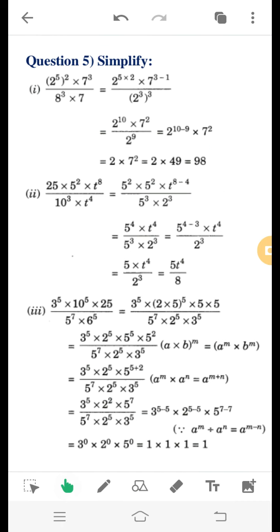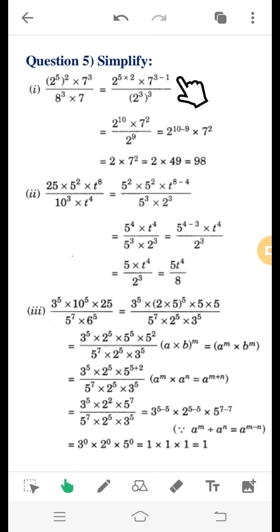Now question 5, simplify. The first one: 2 raised to 5, bracket over 2, multiply 7 raised to 3, divide 8 cube, multiply 7. Now first do the multiplication of both the powers: 2 raised to 5 multiply 2, multiply 7 raised to 3 minus 1, because here 7 is in the division form. And below, instead of 8, we can write 2 cube, because 2 2s are 4, 2 4s are 8, bracket over cube. Now 5 multiply 2, so 5 2s are 10, 2 raised to 10.